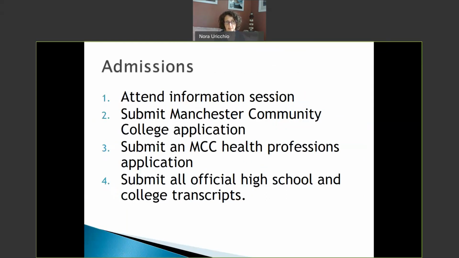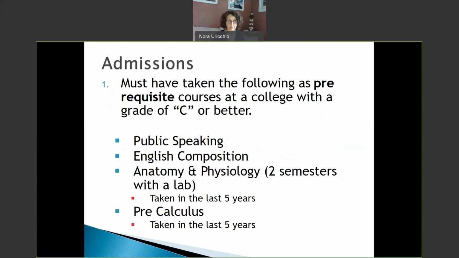The admissions process, first step is attending an information session. You also need to submit an MCC college application. You need to submit an MCC health professions application specific to radiation therapy, and then also submit your high school transcripts and your college transcripts.